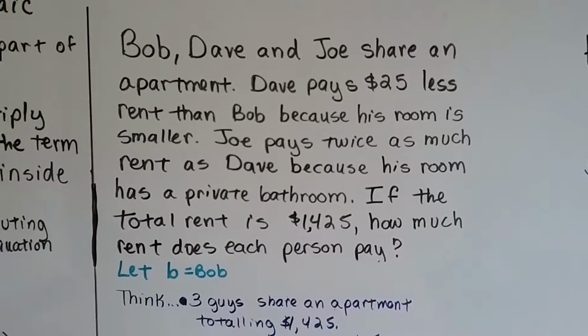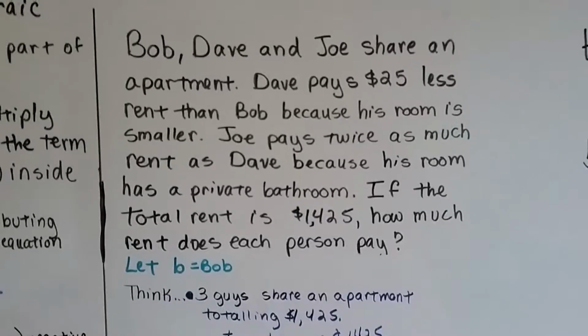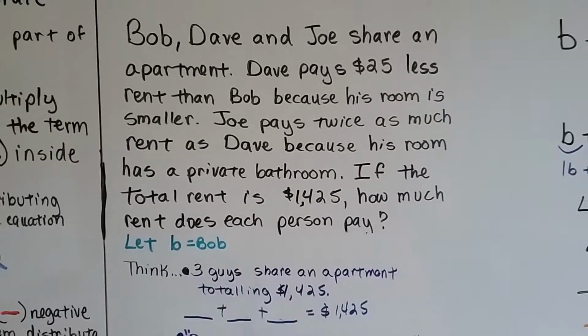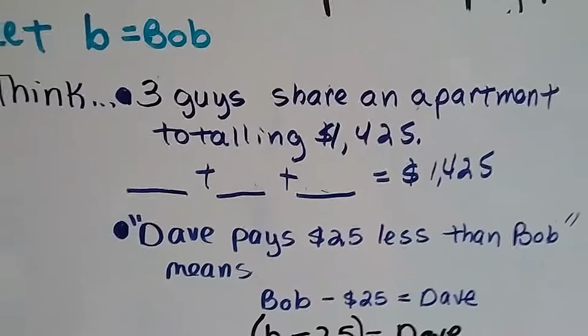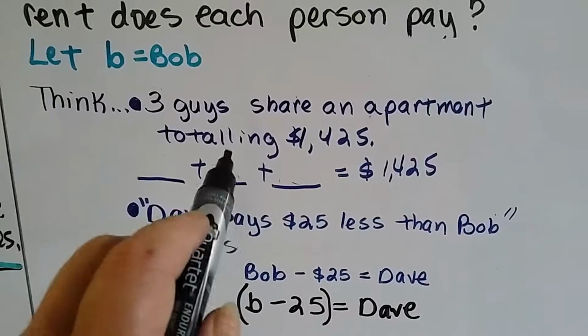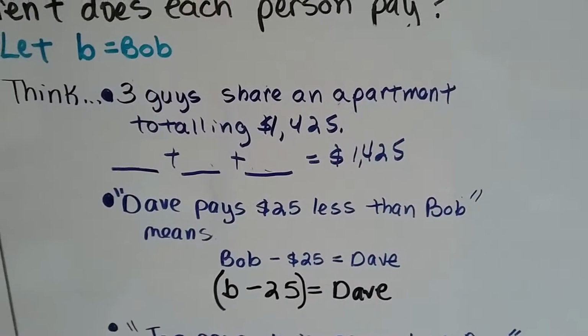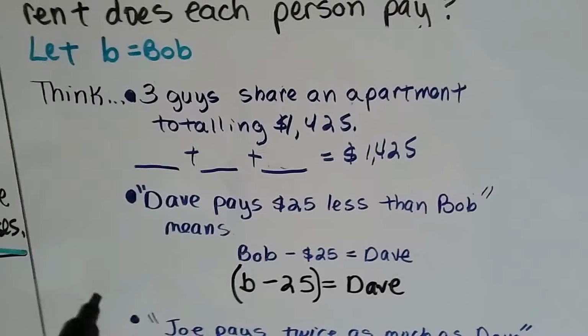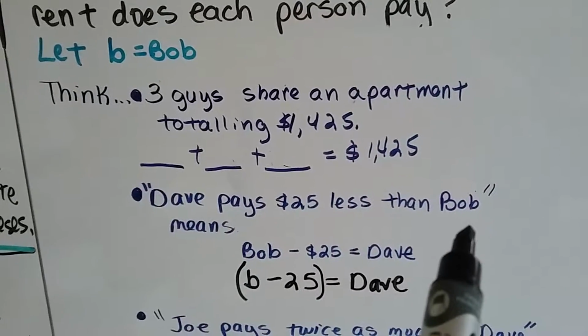So we're going to let B be Bob, okay? He's going to be our variable. So we think 3 guys are sharing an apartment, and it totals $1,425. So we know this guy plus this guy plus this guy is going to total the $1,425. So we think, all right, it said Dave pays $25 less than Bob.